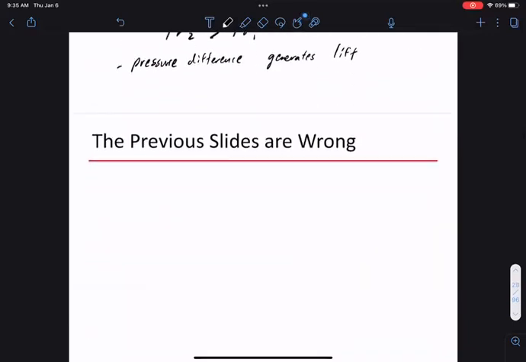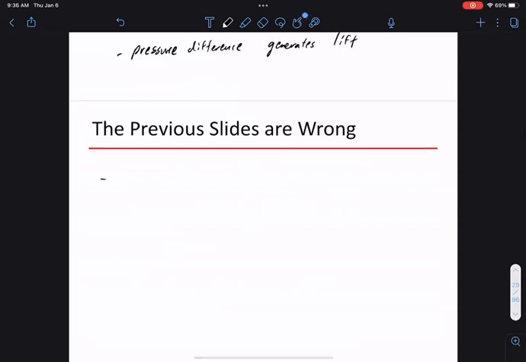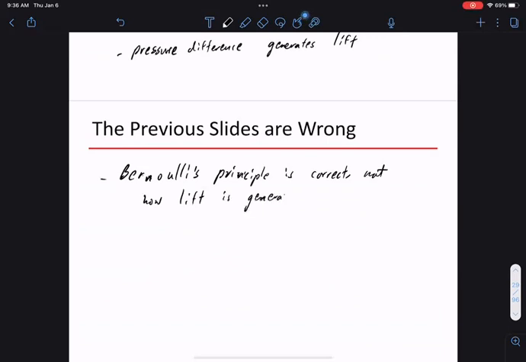Okay, so unfortunately, it is not very correct. Bernoulli's principle has very little to do with how lift is generated. It has very little to do with how airplanes fly. Bernoulli's principle is correct. There's nothing wrong with this principle. It's just that this is not how lift is generated.